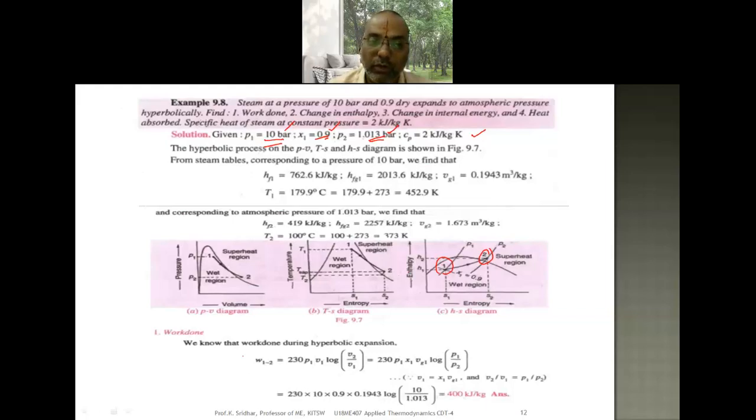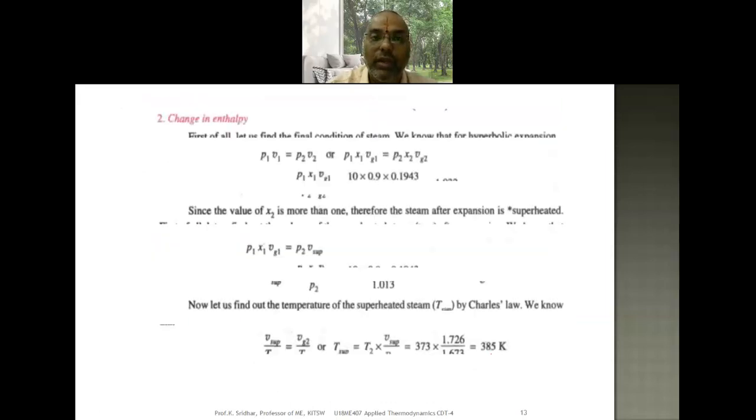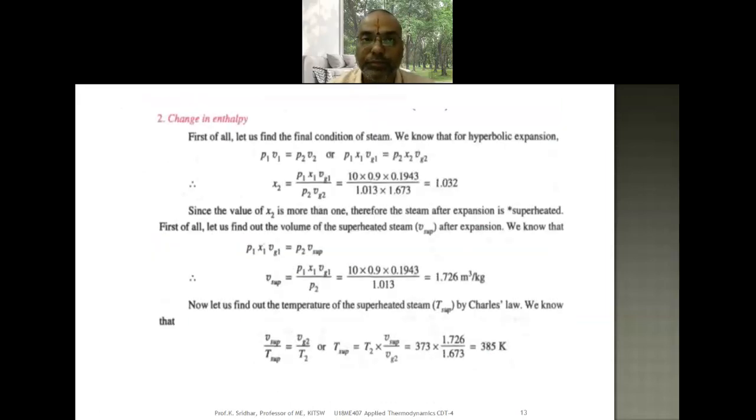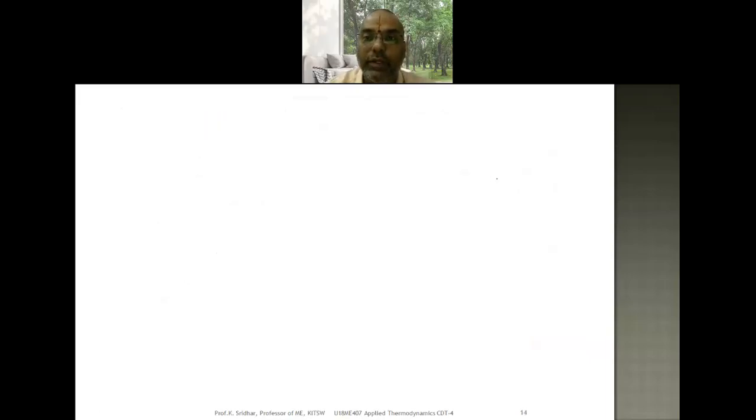Substitute in the respective formulas of the work done, and find out the value of the work done, which is equal to 400 kilojoules per kg. And similarly the change in the enthalpy also. So substitute all the values in the respective equation and find out the value of V superheated. V superheated is equivalent to 1.726 and T superheated is equivalent to 385 Kelvin, and the X2 value is equivalent to 1.032, that is slightly superheated.